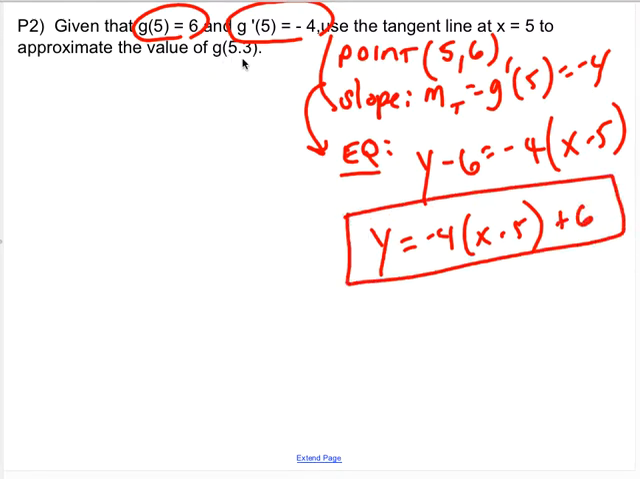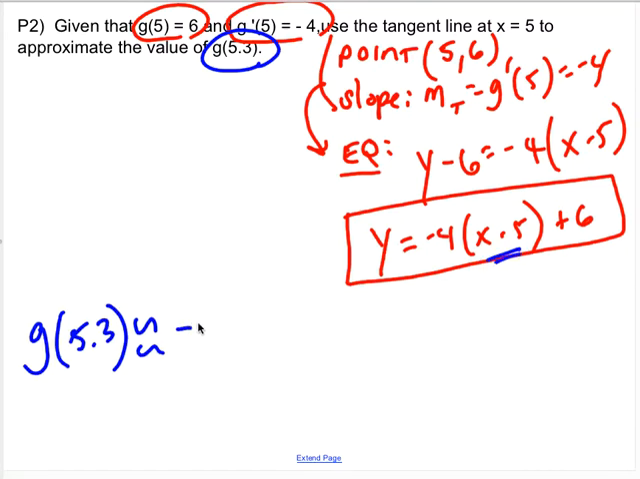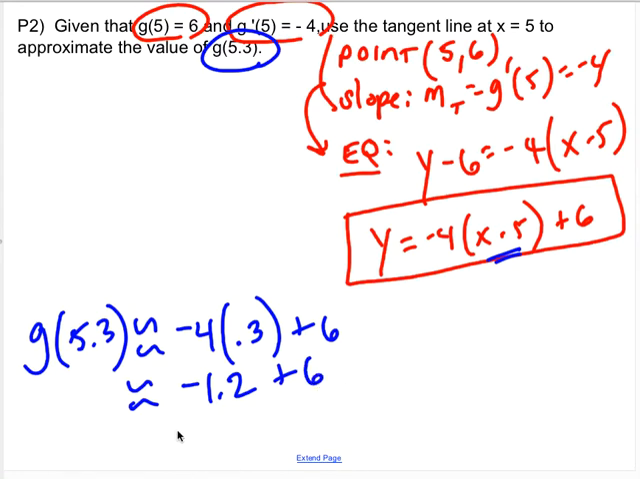And then when I use it to approximate g of 5.3, right? So g of 5.3 is approximately, and then I just plug a 5.3 in here. So that's a -4 times a 0.3, because it's 5.3 minus 5, plus a 6. Well, that is a -1.2 plus a 6, which means I'm pretty sure we get a 4.8.